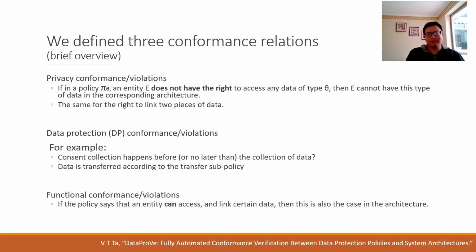We define 3 conformance relations between a privacy policy and an architecture. The privacy conformance relation says that if in a policy an entity E does not have the right to access any data of type theta, then E cannot have this type of data in the corresponding architecture. Similarly for the data link requirement. The data protection conformance deals with the consent collection requirements, the purposes, the data transfer and data deletion requirements. And finally, functional conformance addresses the functionality of a service that it can or cannot provide.